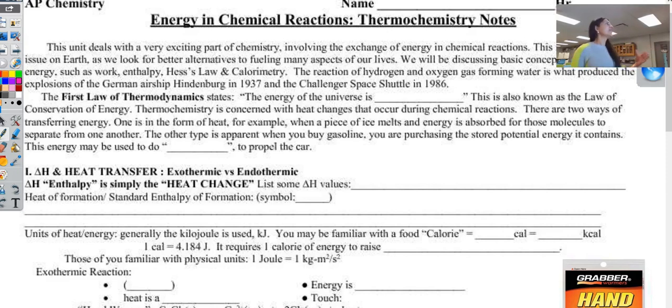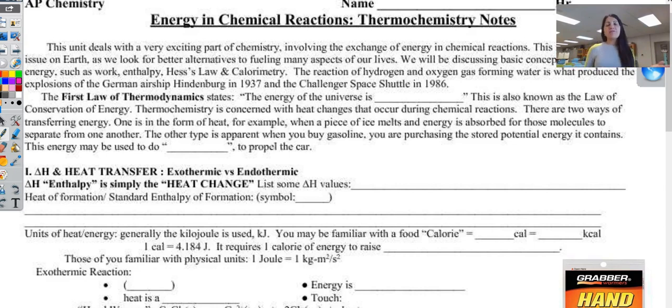So we can see here that this is an issue on Earth right now, today. It's very important. We're looking for better alternatives to fueling aspects of our lives. And so what we're going to be discussing is basic concepts dealing with energy like work, enthalpy, Hess's law, calorimetry. How does it work? How do we measure this energy? And we hear a lot about it, but do we really know how it's being measured?